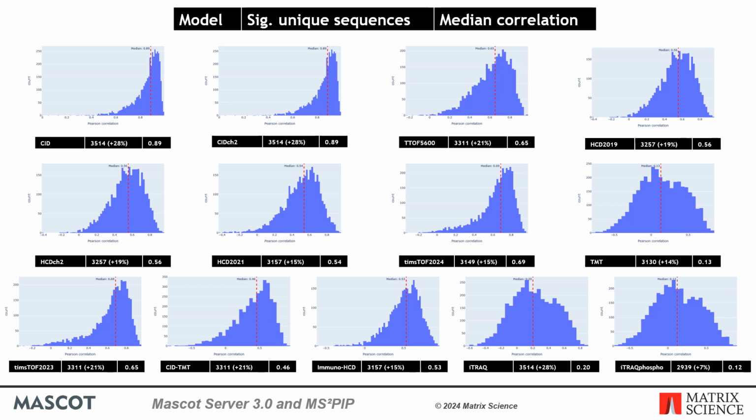That wraps up the quick introduction to MS²PIP peptide spectrum predictor and how to use it with Mascot Server version 3.0. If you have any questions, please contact support@matrixscience.com and we will do our best to help.